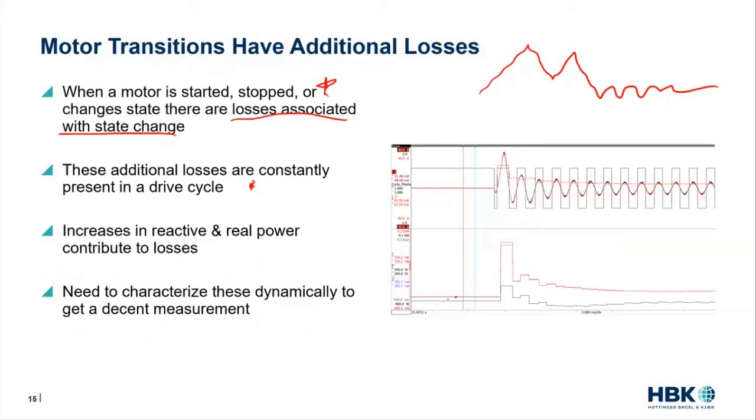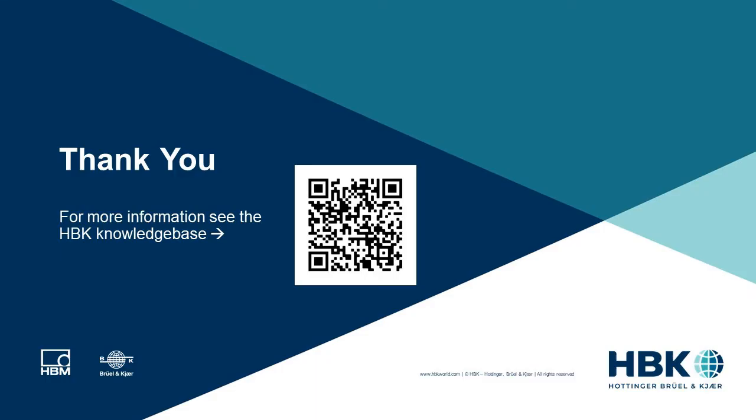And in a moment, I'll talk about how HBK measures these quantities really well. We have this little black square wave. This is a thing we call cycle detect. This allows us to measure these dynamics really well. We'll speak on that more in a moment. Okay, dynamics have additional losses. We're running these drive cycles. Drive cycles are constantly dynamic.